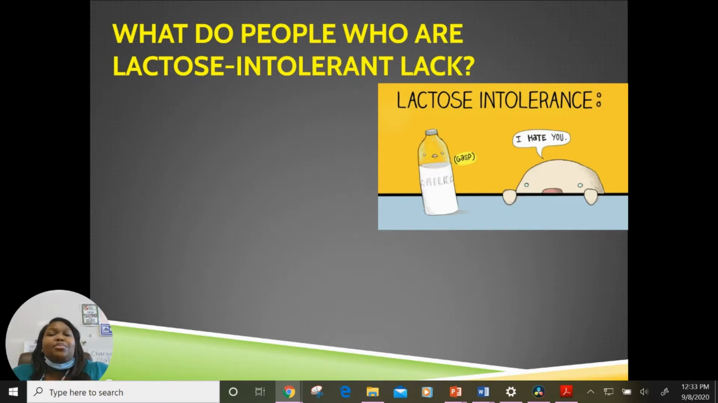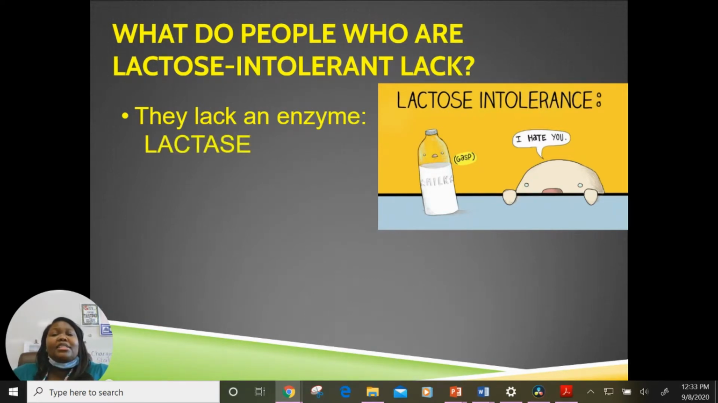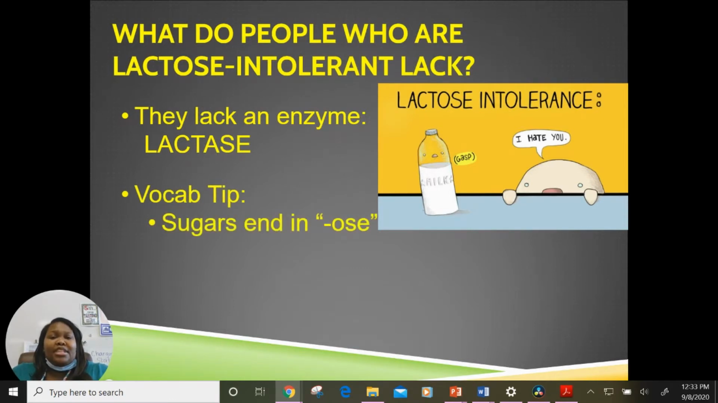So what do people do who are lactose intolerant, or people whose bodies cannot handle the sugar in milk? People who are lactose intolerant will lack an enzyme called lactase. And just a little vocabulary tip: sugars are going to end in OSE, while enzymes will end in ASE.